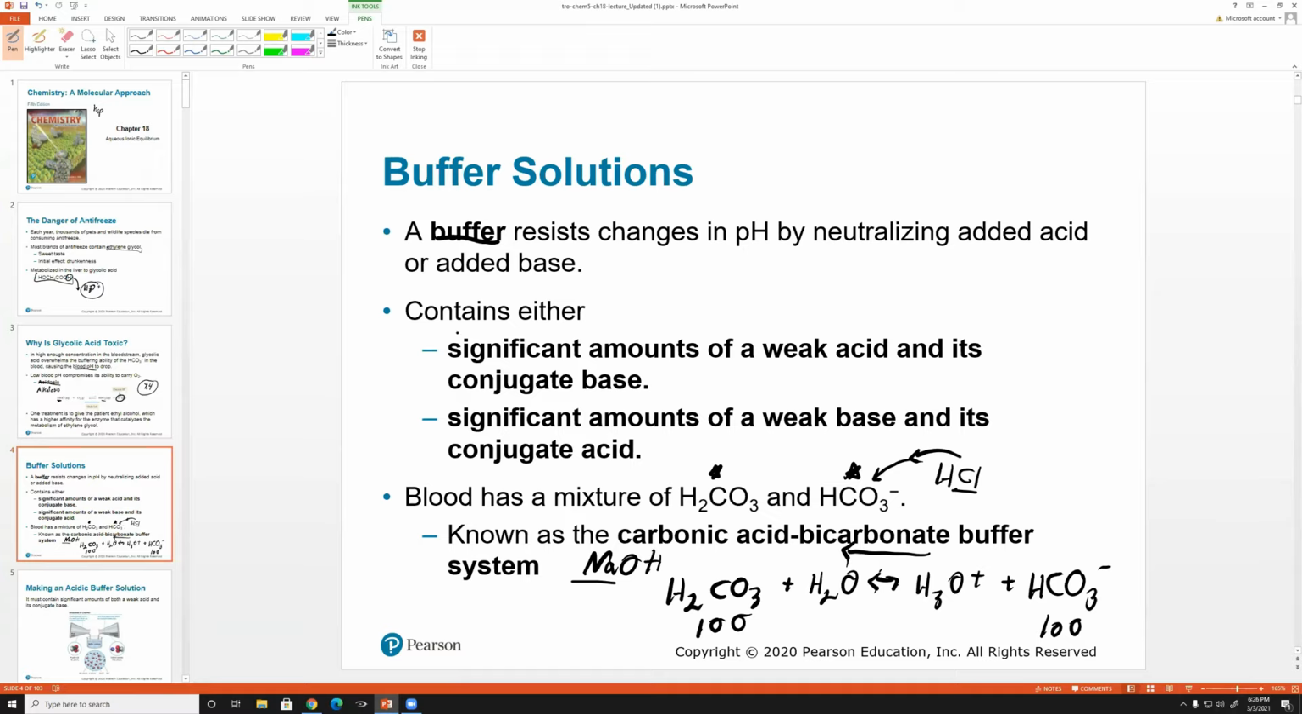So now let's get into key definitions. What is a buffer system? I explained what it does, but what is it? It either contains a significant amount of a weak acid and its conjugate base, or a weak base and its conjugate acid. So it's either one of two things. How do you identify a buffer system? If it has a weak acid and its conjugate base, or a weak base and its conjugate acid. One of those two things.